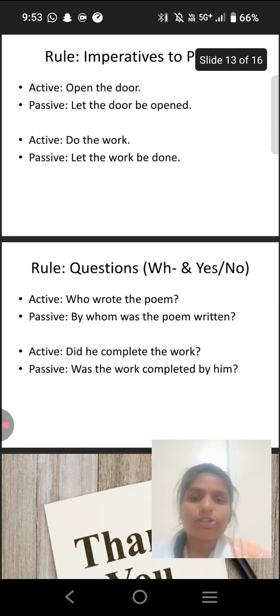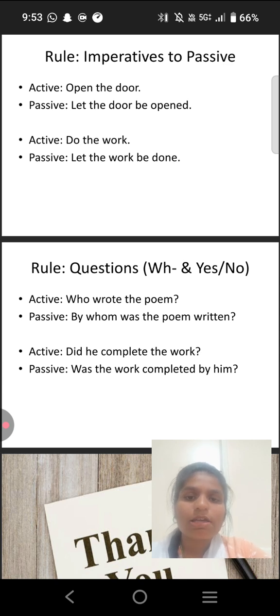We have WH questions also. For example, in active voice, who wrote the poem? In passive voice, by whom was the poem written? Another example: did he complete the work? In passive voice, was the work completed by him?